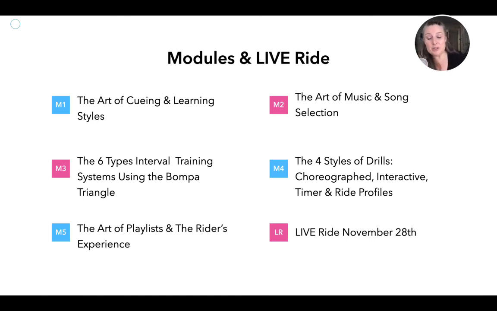The next chapter or the next module is going to be the different types of interval training, and we're going to be using the triangle of training. And then we're going to move on to the different styles of drills. There's actually 6 styles of drills that we're going to be working with. And then we're going to actually work on how to create a playlist, because that's important, but everything has to be layered. We can't start with creating a playlist, or we can't start with songs.